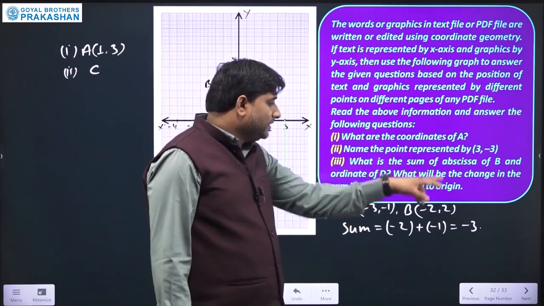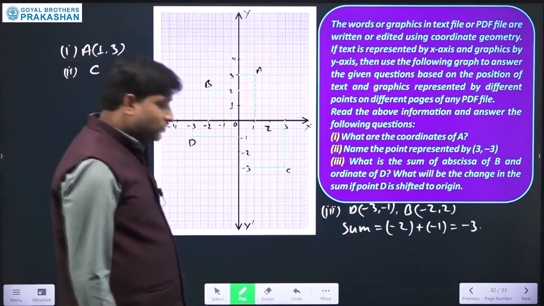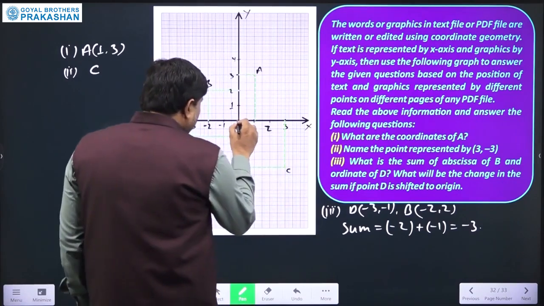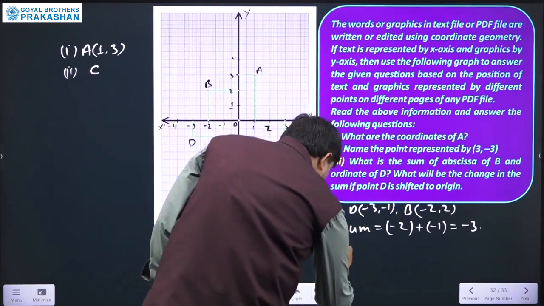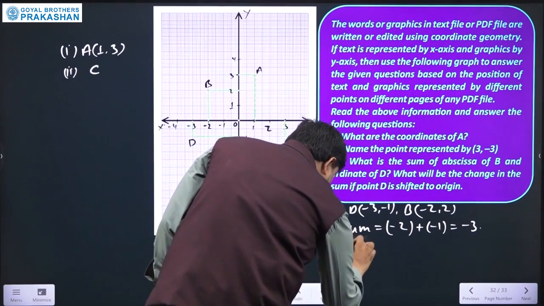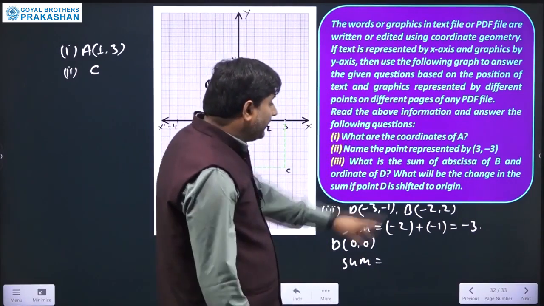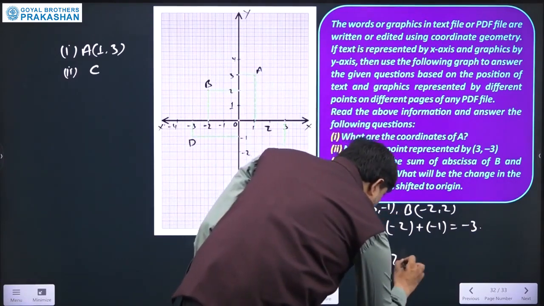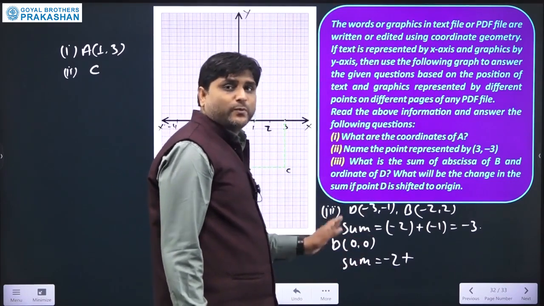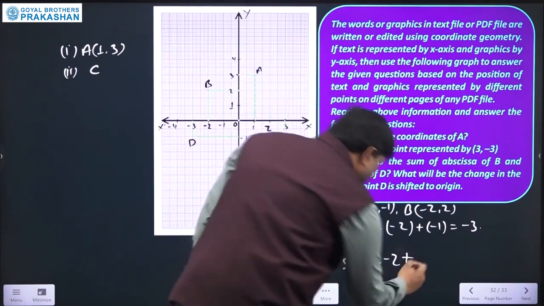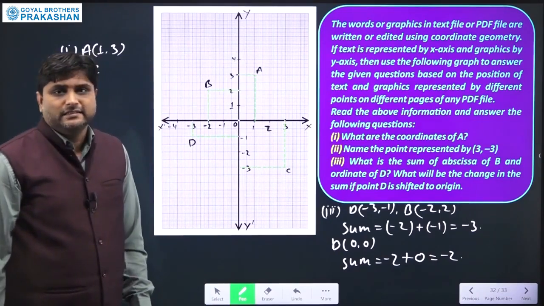Other is, what will be the change in the sum if point D is shifted to origin? So now, if point D is shifted to origin, then the coordinate of D becomes 0, 0. Then sum will be sum of abscissa of B, which is still -2, but ordinate of D now becomes 0. So in this case, the sum will be -2.